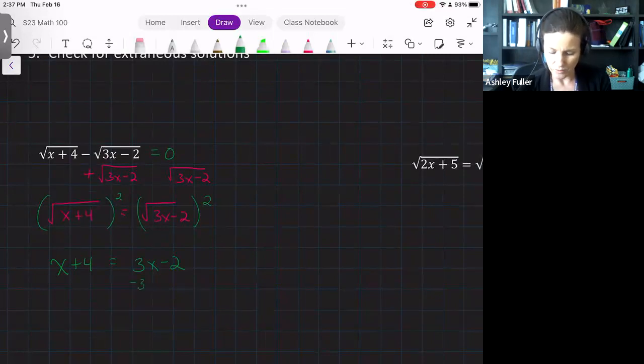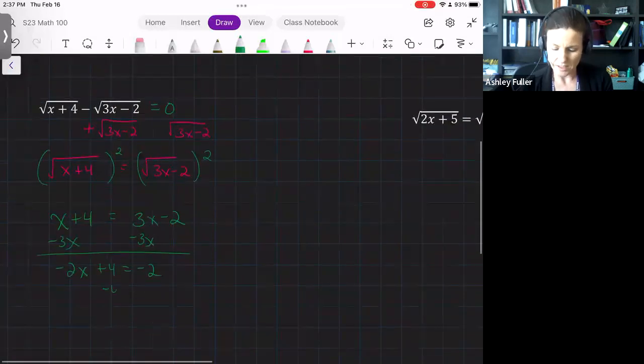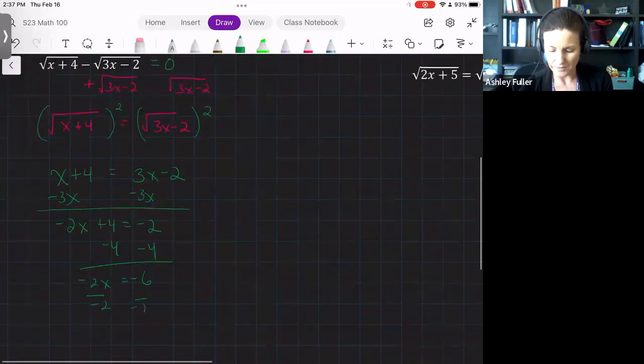I can move my x's so they are on the same side, and I'm left with negative 2x plus 4 equals negative 2. Subtracting 4, I'm left with negative 2x equals negative 6. And when I divide by negative 2, I get x equals 3.